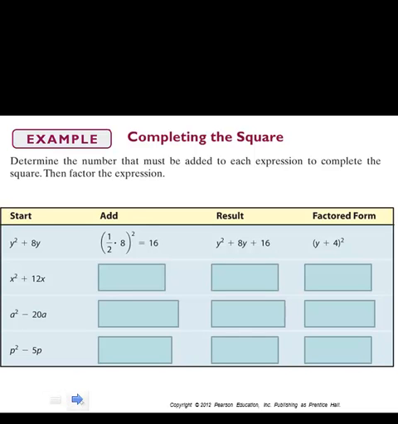Let's go through these other ones fairly quickly. X squared plus 12x. Take half of the 12, which is 6, and square it, so you get 36. 36 is what you would add to complete the square. So now you would have the polynomial x squared plus 12x plus 36, which you can then factor as x plus 6 squared.